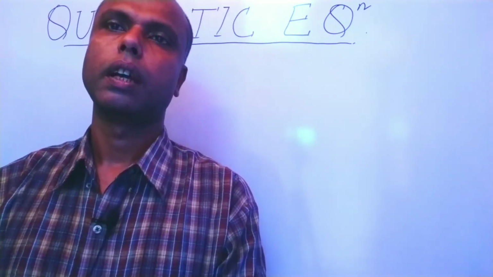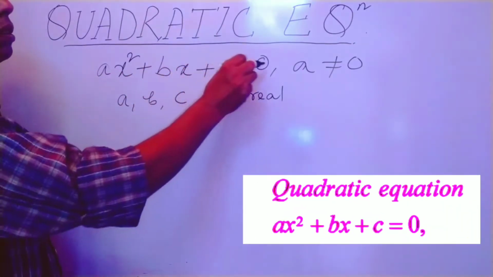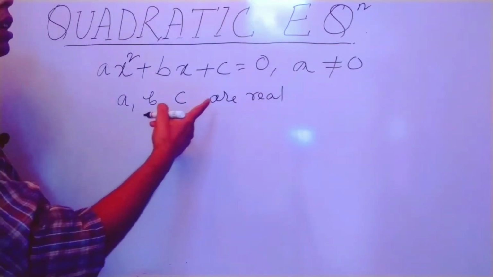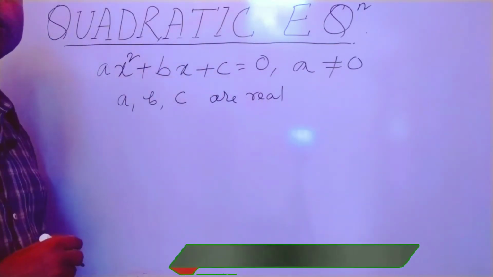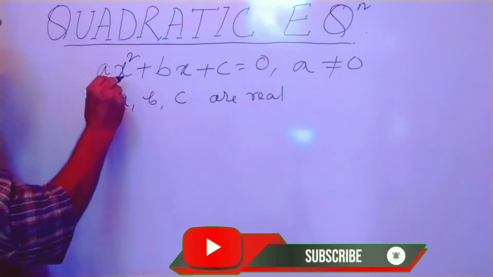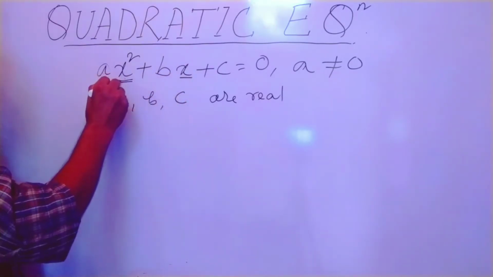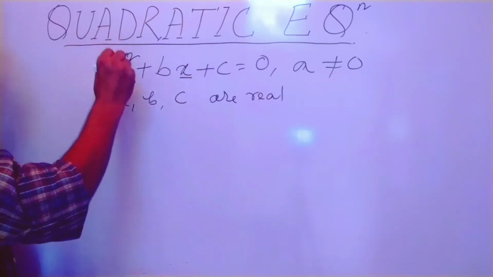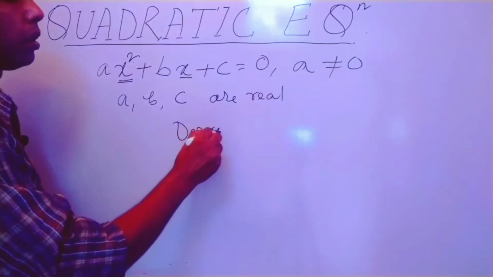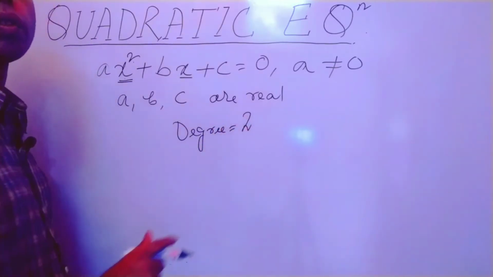An equation of the form ax square plus bx plus c equal to 0, where a is not equal to 0 and a, b, c are real, is called a quadratic equation, where the highest power of the variable x is 2. That means the degree is 2, then we can say that the equation is quadratic.